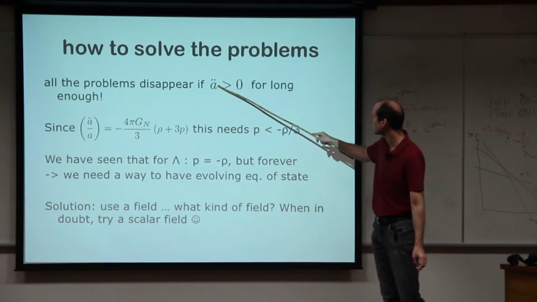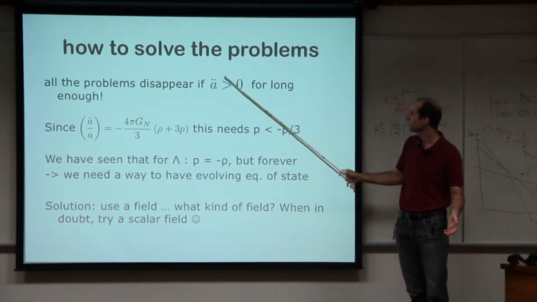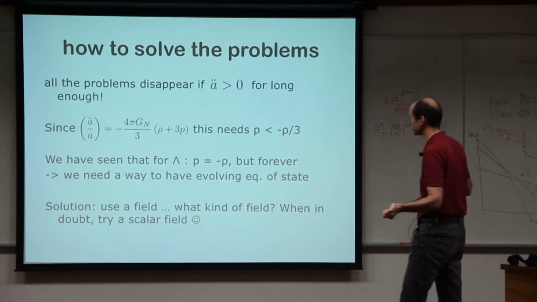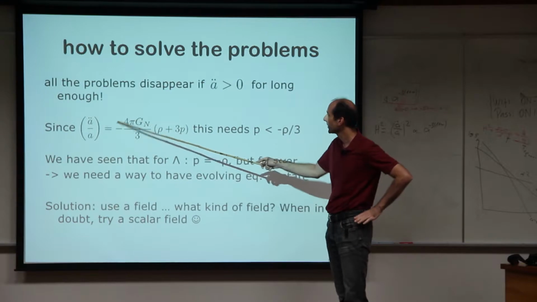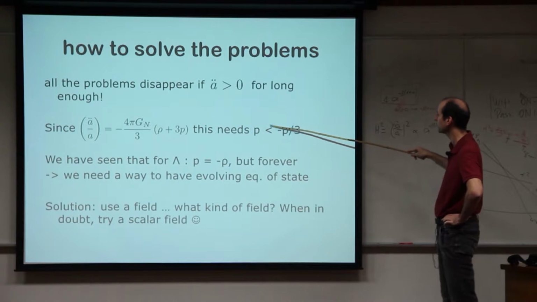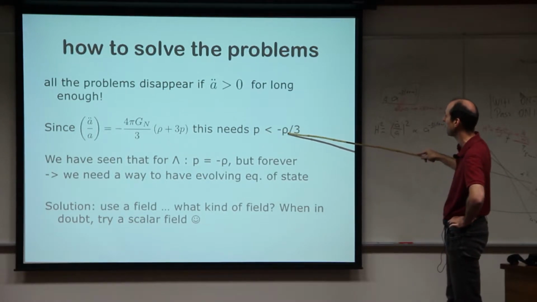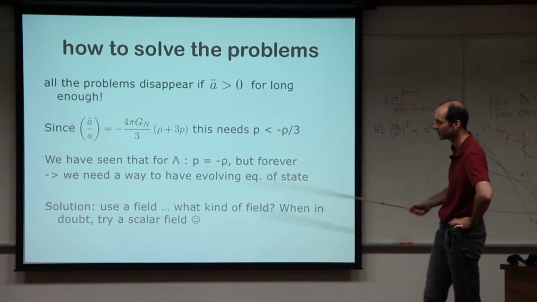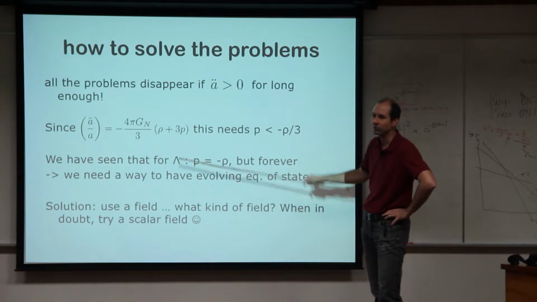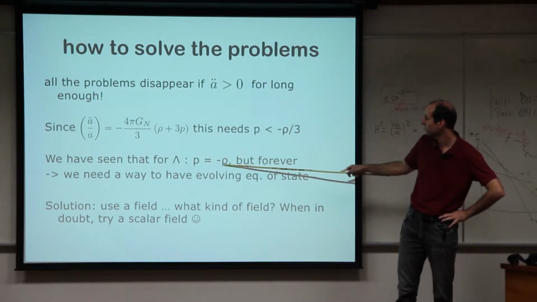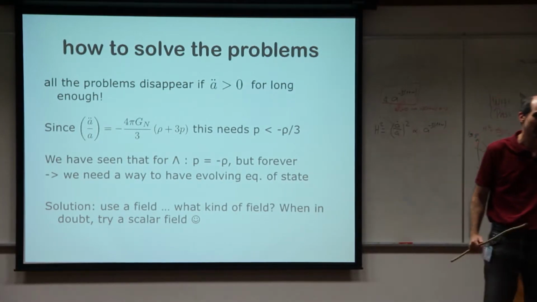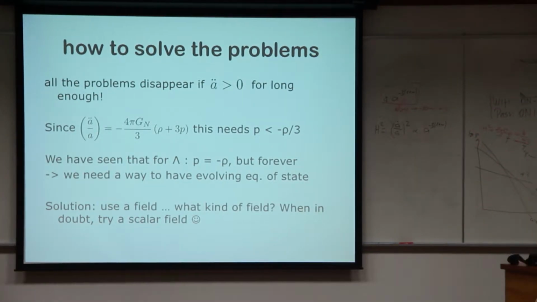So the model that we are led to is that we can solve all of these problems if a double dot is positive sometime in the early universe. Okay. And so what does this mean? A double dot positive, this means pressure, so w less than minus 1/3, or a sufficiently negative pressure. And so we could do that with the cosmological constant, okay, because then P is equal to minus rho, and if in the early universe we have a sufficiently large cosmological constant, then that can do it.